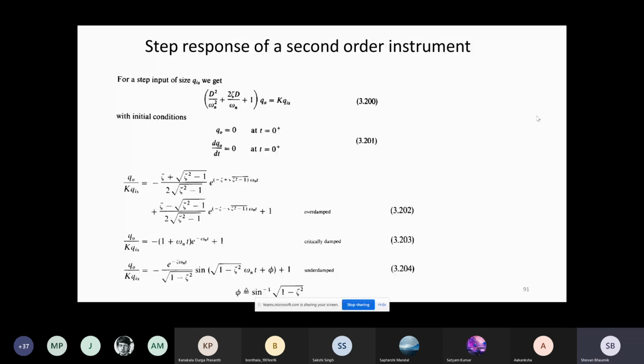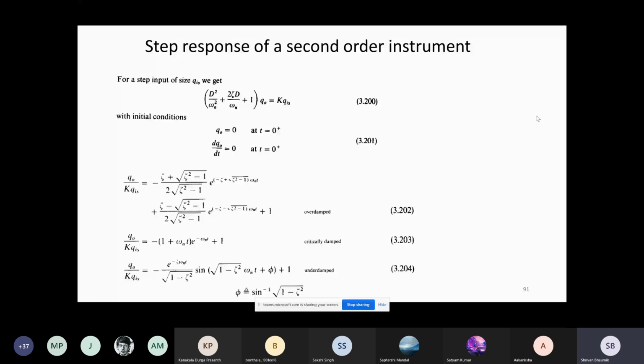So what is our objective? Our objective is to know what the output will be when you apply a step input to a second order system, or in the opposite way, if we know the output, to know what the step input is. That is our objective, because we are reading instrumentation, not control systems. So we have d squared q0 by dt squared over omega n squared plus 2 zeta dq0 by dt over omega n plus q0 equal to the input K qis.